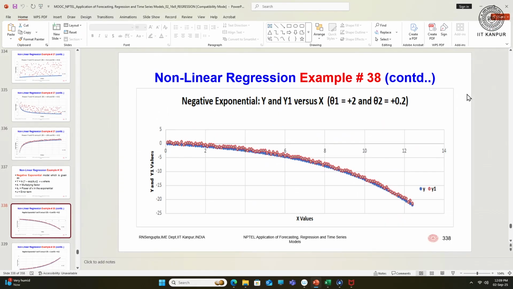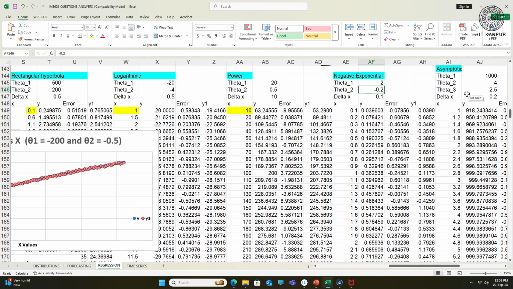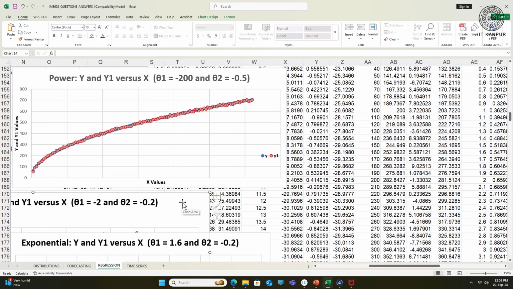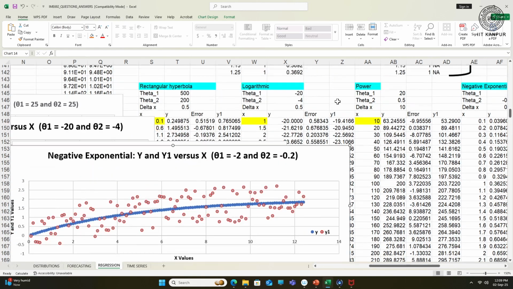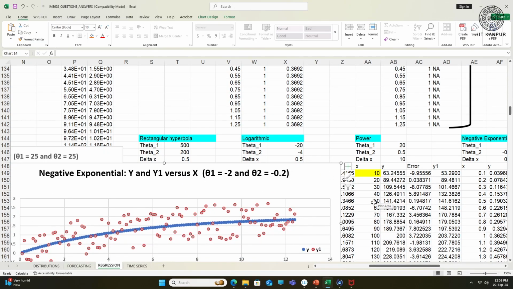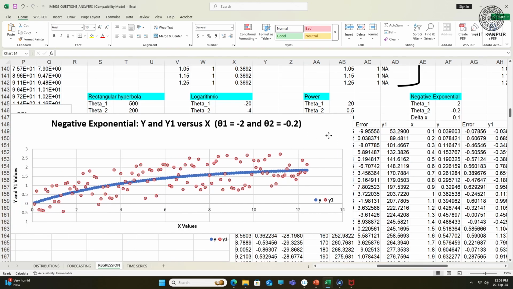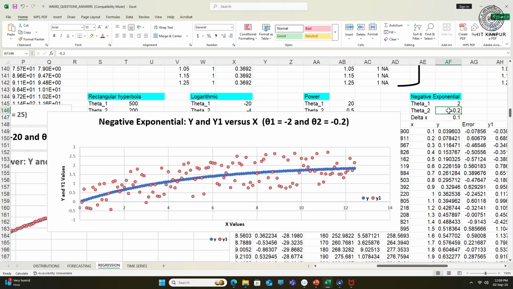Now, let us check. So, plus 0.2 and plus 0.2. So, here the graph would be. So, this is the negative exponential. Let me take out the graph. Negative exponential, this one, this graph. So, for the value of negative exponential, I have to go more to the right. Yes. So, it was 2 and 0.2, both being plus.